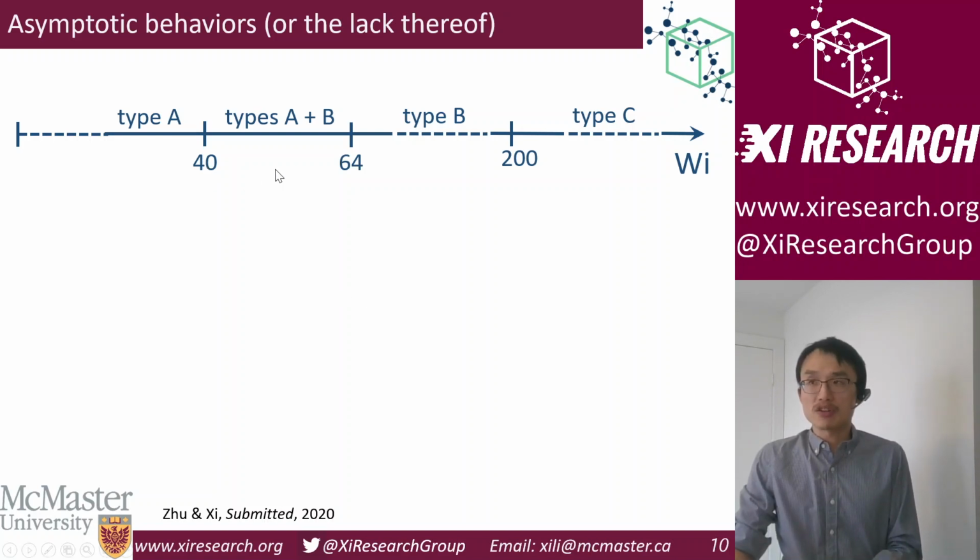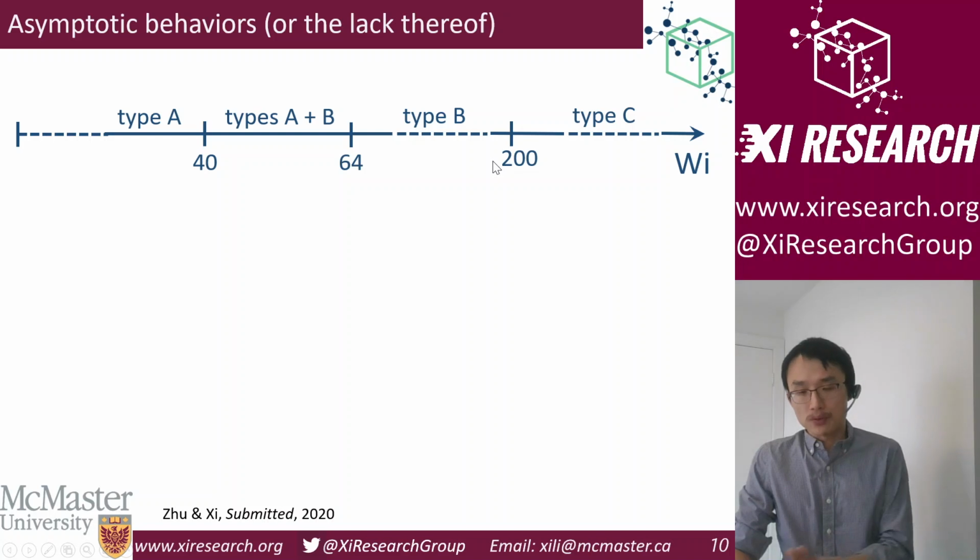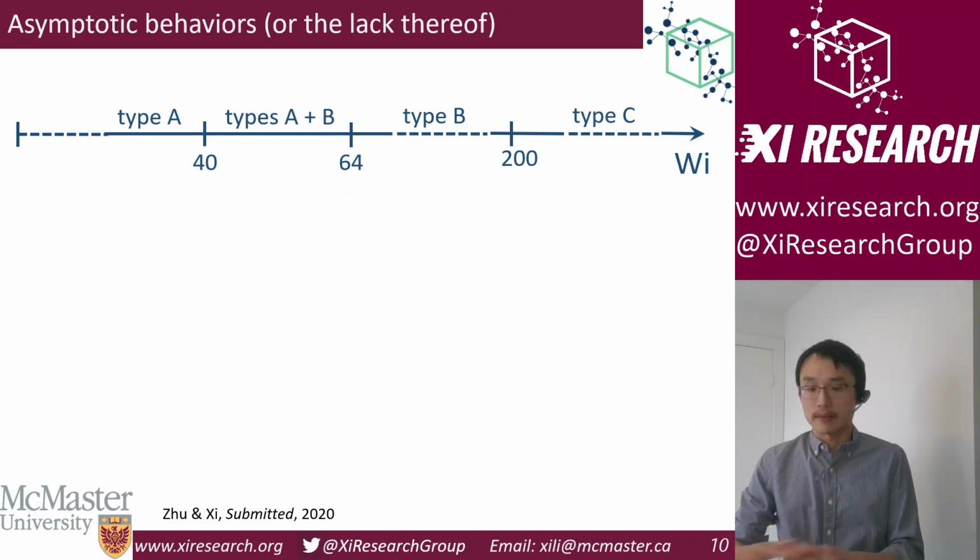Then you have this transition to type B cycle up to about Weissenberg number equals 64. After that, the type B cycle starts to dominate. Then up to about 200, you see that the type B cycle has gone away, and you have this quasi-periodic type C cycle that becomes dominant.